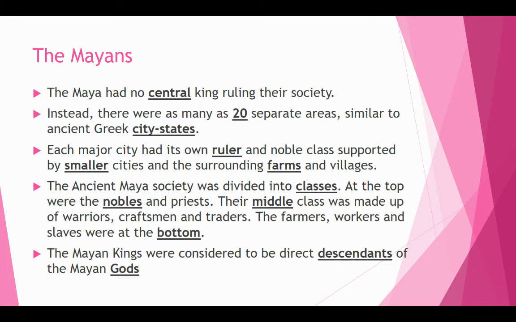The ancient Maya society was divided into classes. At the top were the nobles and the priests. Their middle class is made up of warriors, craftsmen, and traders, and then farmers, workers, and slaves are at the bottom. The social class system should sound familiar to many of the other social class systems that we've studied, with consumers at the top and producers at the bottom. We also see strong religious influences, especially considering the Mayan kings were considered to be direct descendants of the Mayan gods. Again, this is mentioned in our reading on Thursday.